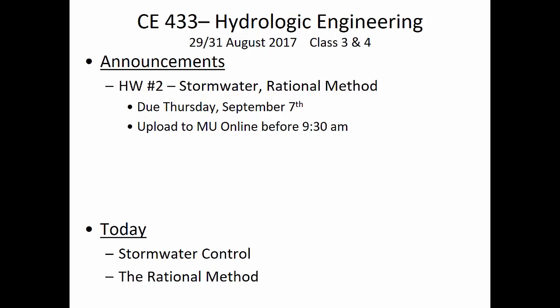So today's lecture, as it says at the bottom there, is related to stormwater control. Talking a little bit about the infrastructure for accepting stormwater in urban areas, and then also the simplest method for modeling hydrologic runoff, the rational method.